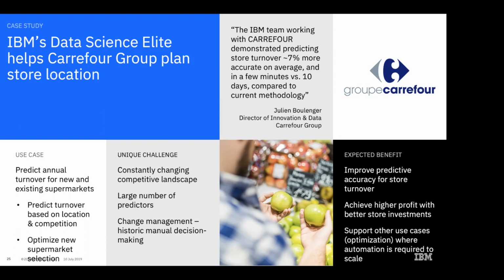And to do so, they wanted to use predictive analytics and predict how much the annual revenue would be for the new locations. So what we did here was, again with machine learning, predictive analytics to predict not only the annual revenue for the new markets, but also for the existing supermarkets as well. So with that, Carrefour could make a decision on what's the best location for their new stores. And with that, they could achieve higher profits with better store investments as well.